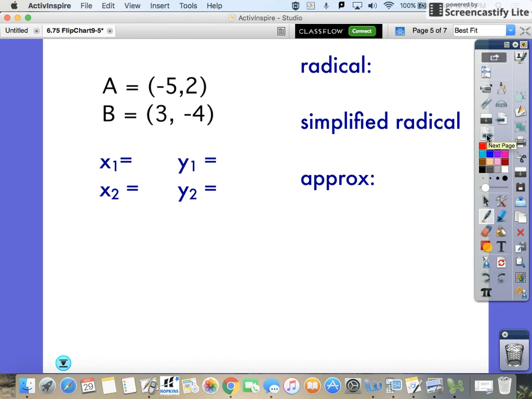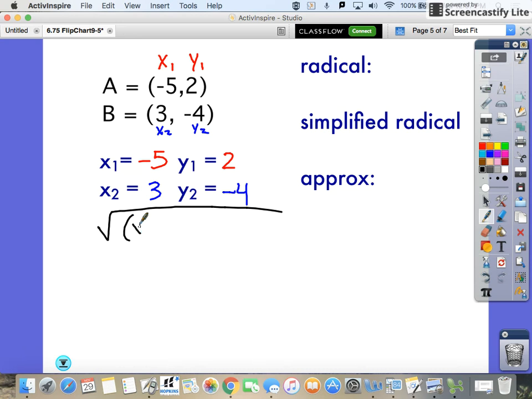All right, we do not have a picture on this one, and that's okay. We don't need one. The picture was just helpful to tell us roughly, like an approximation, how long the line should be, but we don't need it necessarily. So I'm going to call this x1, y1. That means x1 is -5, y1 is 2. I'm going to call this x2, y2. So x2 is 3 and y2 is -4.